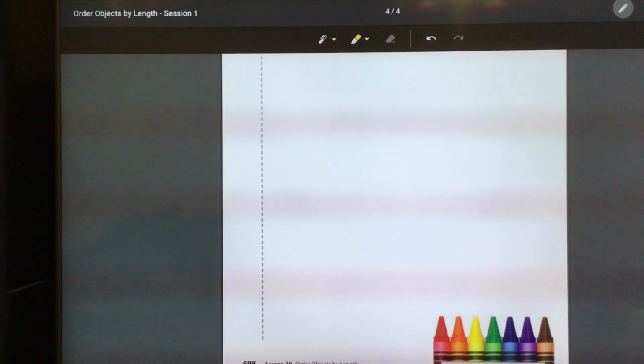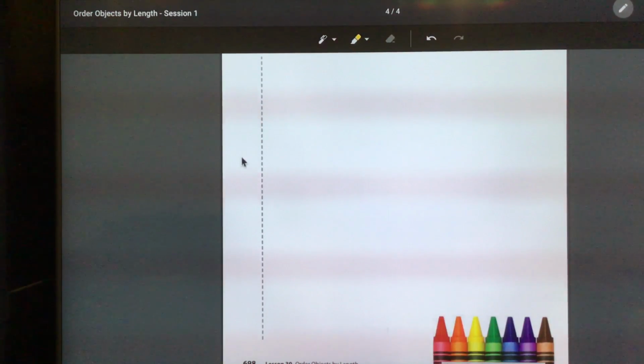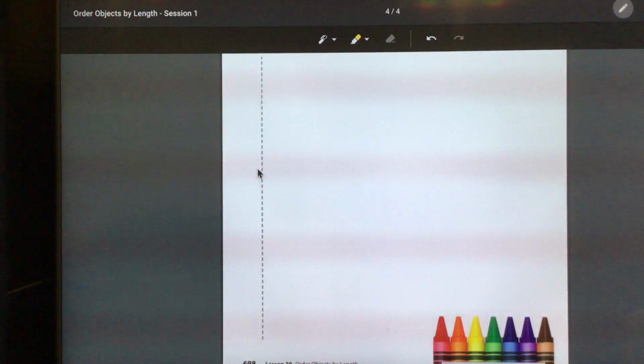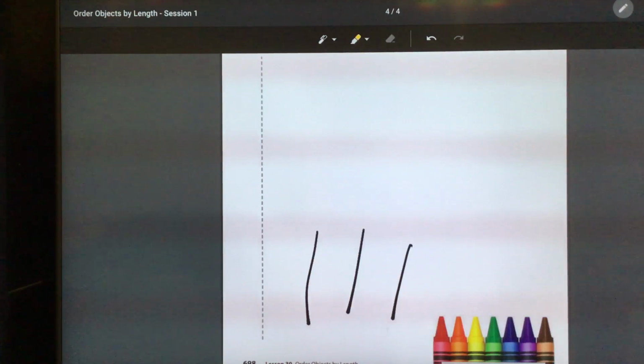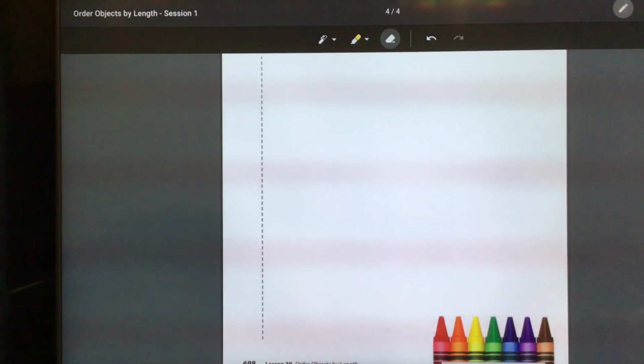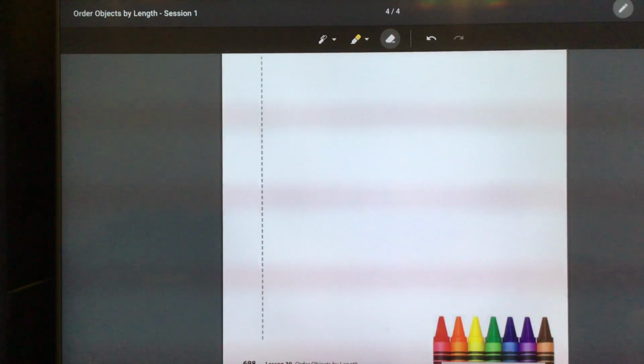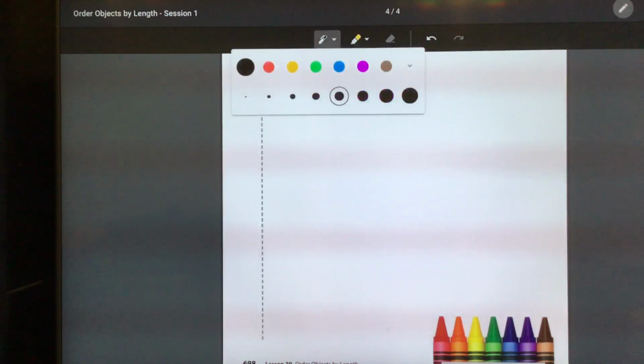Again, notice where the dotted line is on the page. You're not going to draw your crayons like this because that line's not down there, and a crayon usually doesn't go that way. Okay, so you're going to start at the dotted line, and we can just draw lines. I'm not going to draw crayons. So I'm just going to start here. I'm going to draw, oops, sorry.